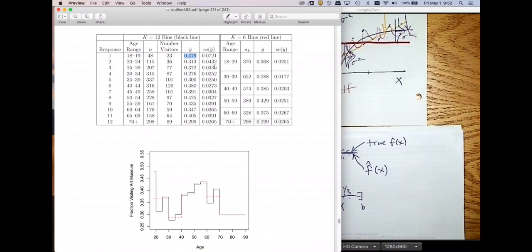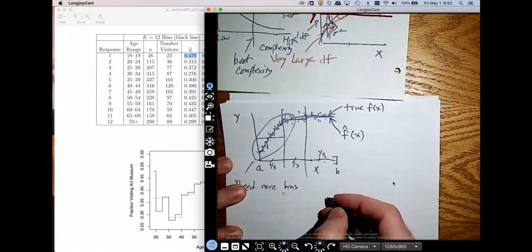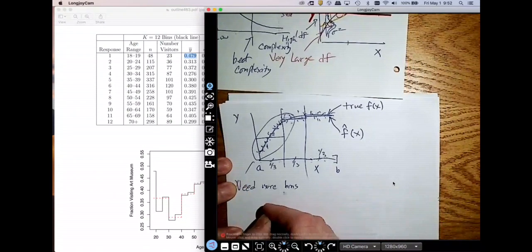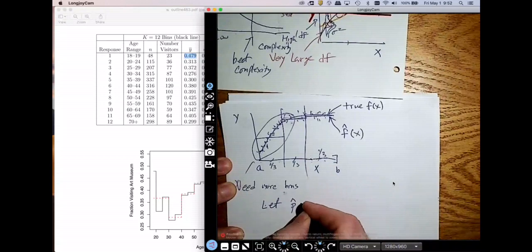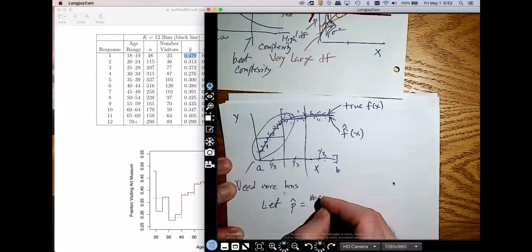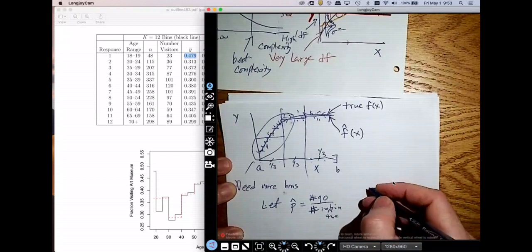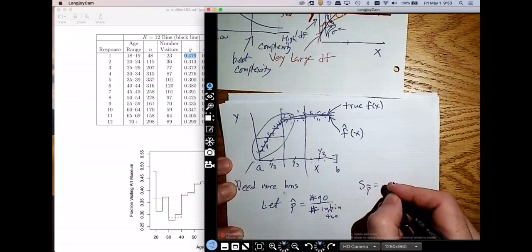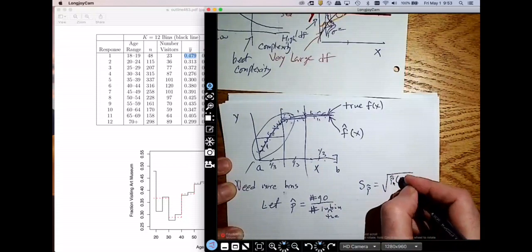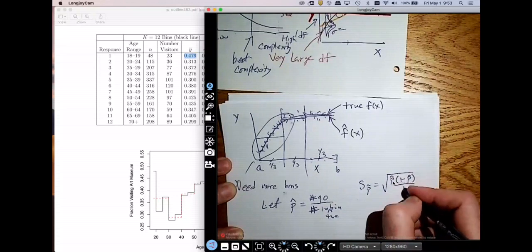Now, I've computed the standard error. So the standard error, let me just refresh your memory. This is basically a binomial. So if we have, let p hat equal the number who go over the number in the bin. That's number in the bin. You can say the number in the bin if you want. All right, so that's just an estimated proportion. The standard error of a proportion is this: the square root of p hat times 1 minus p hat over n.